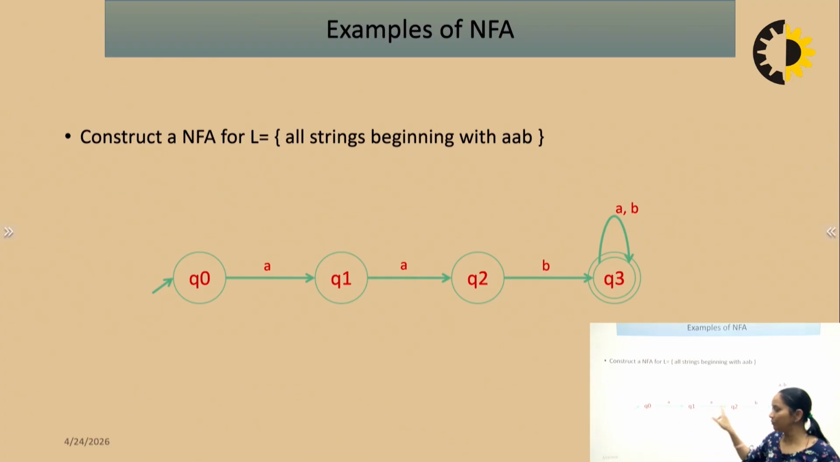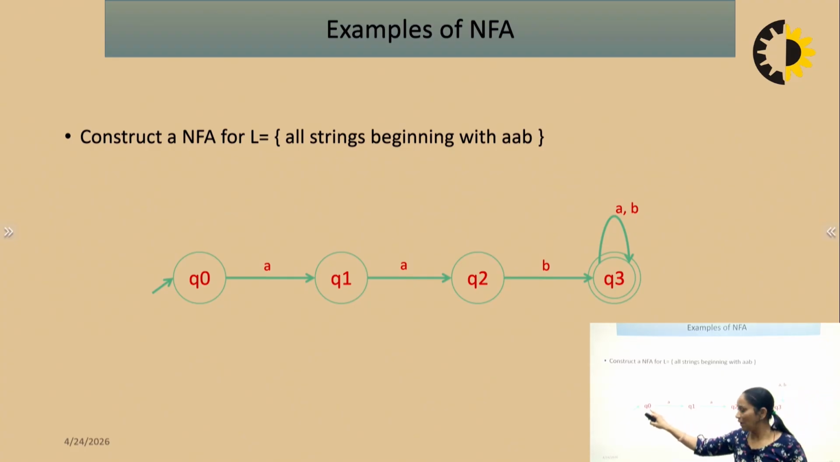Beginning with AAB. What about ending with? Nothing is mentioned about ending, so we will draw AAB as the beginning. What about the ending? We can make the ending any number of A and B. So for A and B, we can make the self loop on Q3. So this is the NFA, as for Q3, the transitions on A and B are defined from Q3 to Q3.